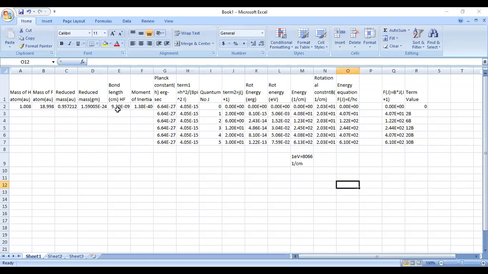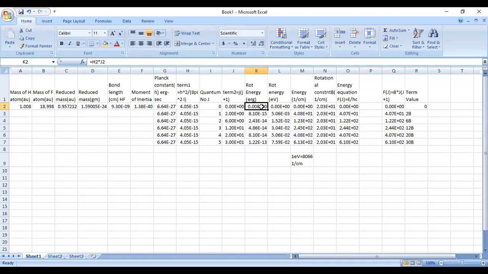The bond length is given, and then you can calculate the moment of inertia of the HF molecule. You can use I equal to mu r square, where mu is the reduced mass. You calculate this, and this is the Planck constant, which is an input parameter. Then I calculated the rotational energy for quantum number j. So I calculate the energy.